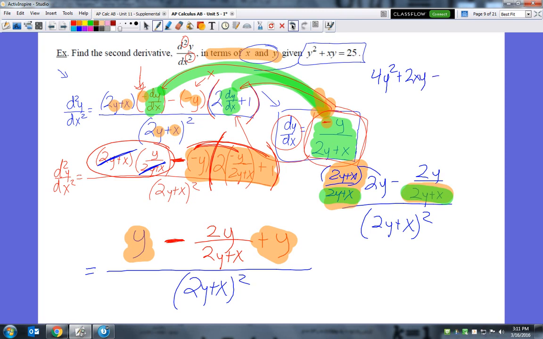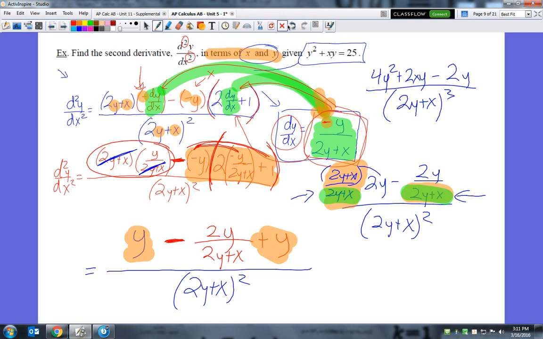And then it's going to be minus 2y all over 2y plus x. That's that common denominator that you see here and here. And then all over the 2y plus x squared. Now you should know by now that's the same as bringing that up and multiplying it together so that you have it to the power of 3.